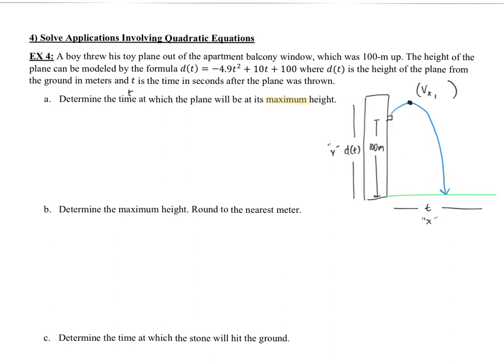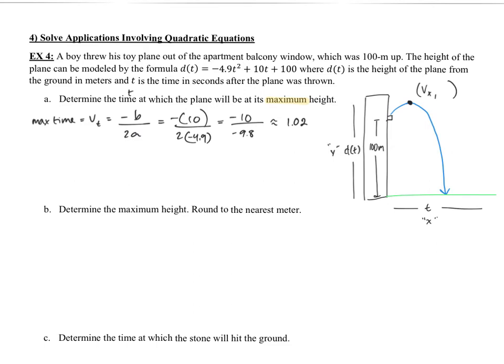The maximum time, let me write this out. Max time is going to be equal to the v sub t in this case, which will be negative b over 2 times a, and my b value is 10. So negative 10 over 2 times my a value, which is negative 4.9. And what does that come out to be? 4.9 times 2 is negative 9.8, negative 10. That comes out to approximately 1.02.